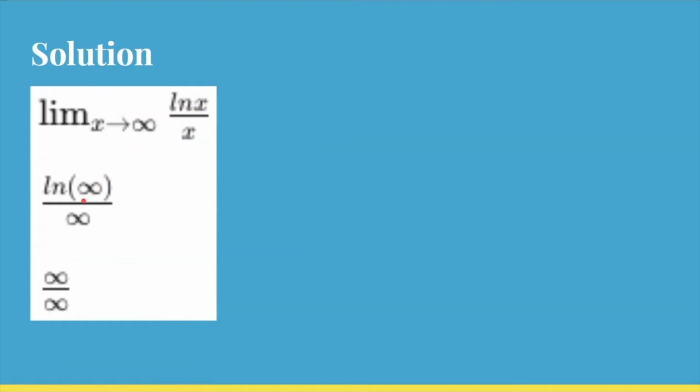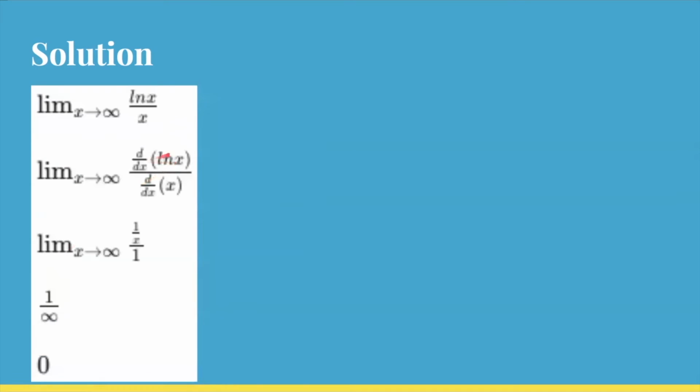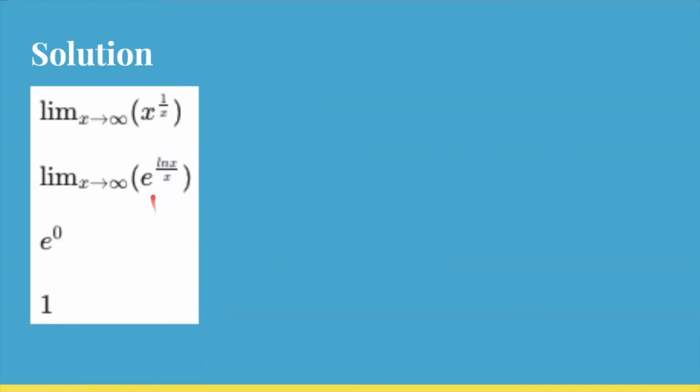If you plug in infinity directly, you'll get infinity divided by infinity, which is indeterminate. So you use L'Hopital's rule, and the derivative of ln x is 1 over x. The derivative of x is 1. And then plugging in infinity, you'll get 0. All right, so this limit, ln x over x, is equal to 0. So plugging that in, we'll get that the final answer is 1.